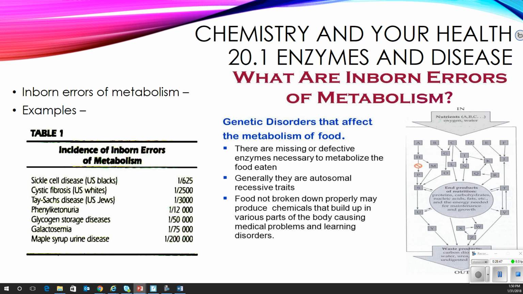There's a whole bunch listed here: sickle cell disease, cystic fibrosis, Tay-Sachs disease, phenylketonuria, known as PKU, glycogen storage diseases where you can't store fat, and maple syrup urine disease where your urine smells like maple syrup. Okay, a lot of different things.